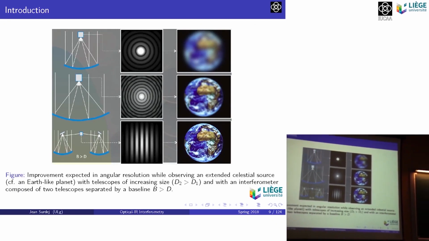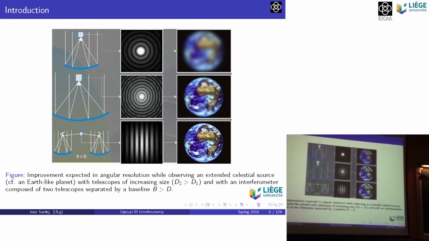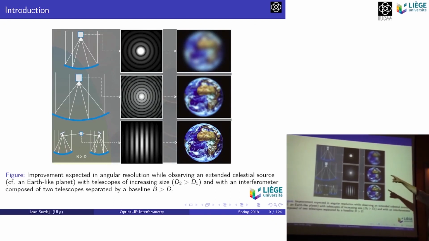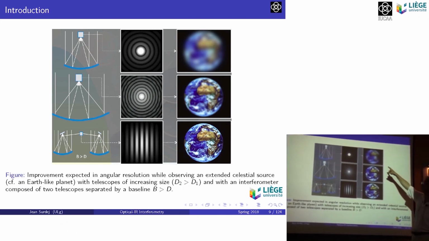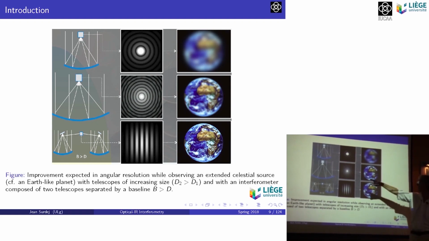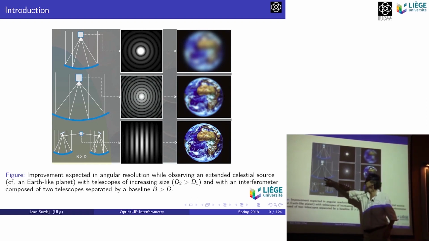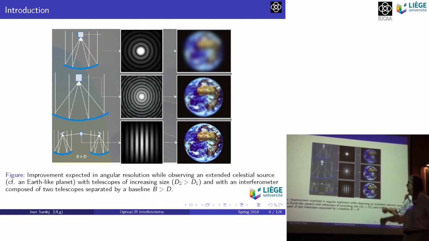Now let's have a look. If you observe an extended object with a small size telescope, this is what you would see from a very distant Earth-like planet. By increasing the size, let's go to TMT, it would already be improved. But with an interferometer with a baseline 10 times larger, you would see 10 times more details along the line joining the two single pupils.